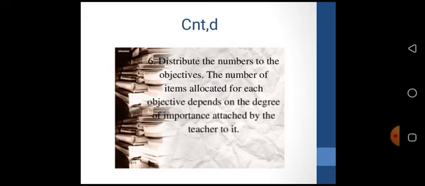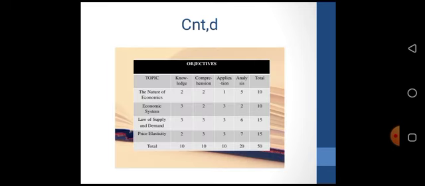Distribute the numbers to the objectives. The number of items allocated for each objective depends on the degree of importance attached by the teacher to it. Objectives: topic, knowledge, comprehension, application, analysis, and the total.